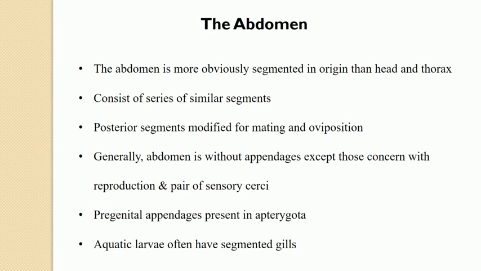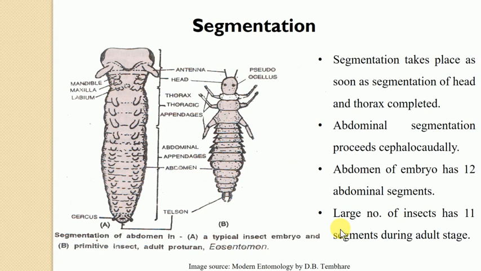Only the pterygote insects contain appendages on the abdomen, and according to the position of these appendages on the abdominal segment, they may be referred to as pregenital, genital or postgenital appendages, which is very common in case of the pterygotes, but they are usually absent in the apterygota. But in larval stages of certain insects, for example Diptera and Lepidoptera, these abdominal appendages are present in the form of prolegs. So let's see the segmentation.